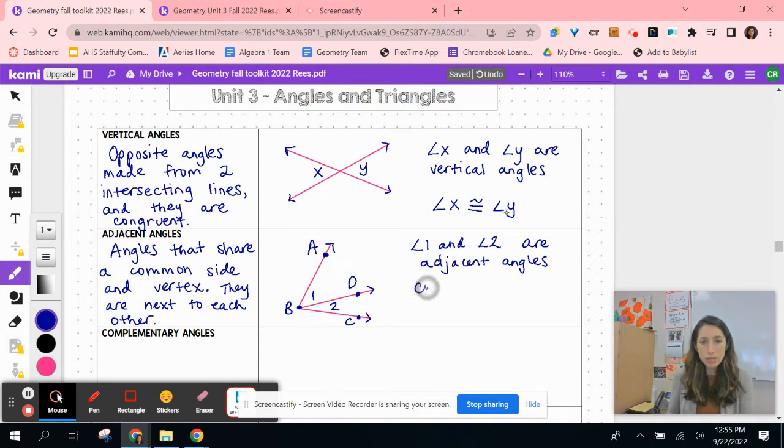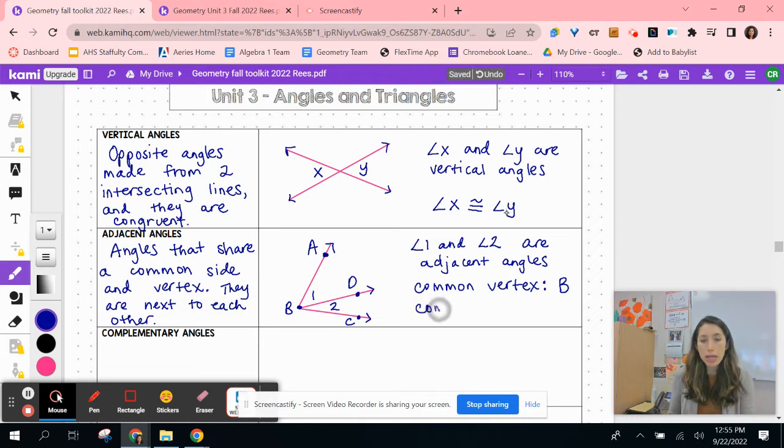I'm actually going to name the vertex first. Common vertex. Remember, the vertex is a single point, and it's the point that angle 1 and 2 have in common. So that would be right here. We call that point B. So I would just say common vertex is B.